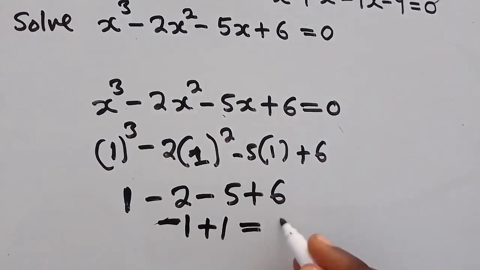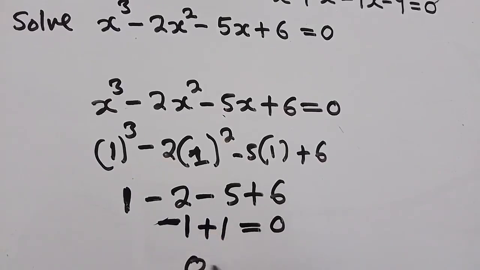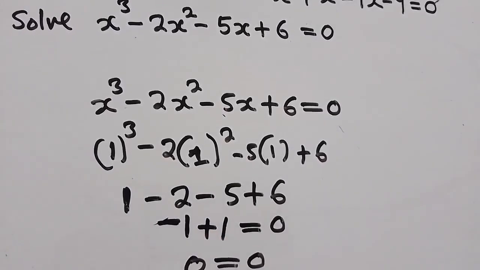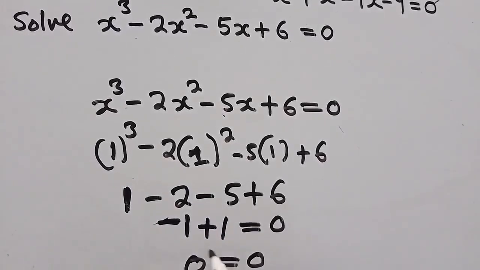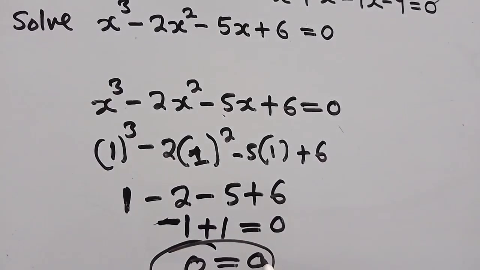So this one is equal to 0. Here we are going to have 0 is equal to 0. Since I've gotten this one, what is the factor here? I was putting in positive 1, so the factor will be the opposite.